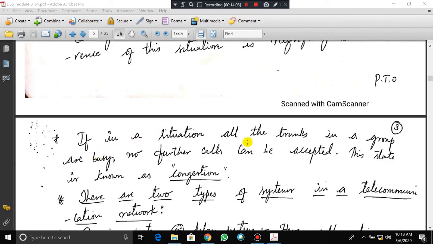It is a situation in which all the trunks in a group are busy. No further call can be accepted. This state is known as congestion. That means no further calls are possible, that means all the available trunks are busy. Then that situation is called congestion.